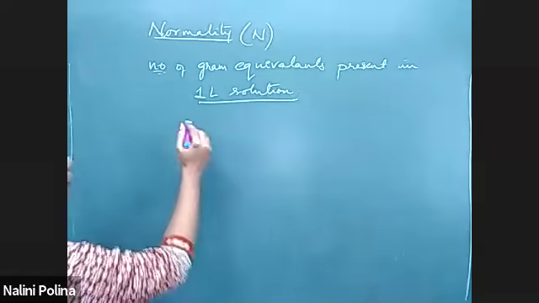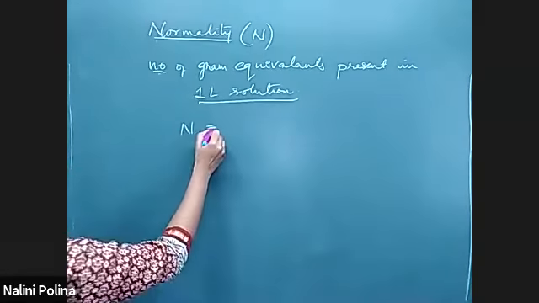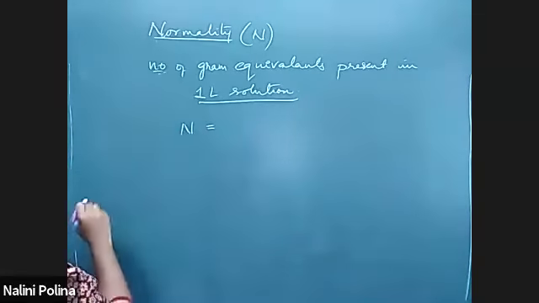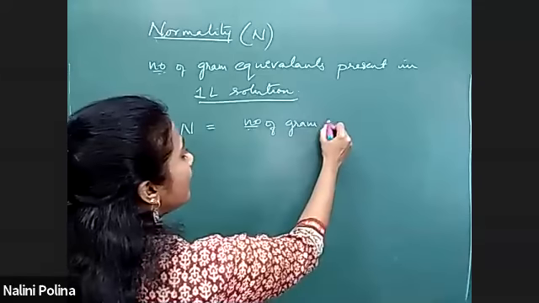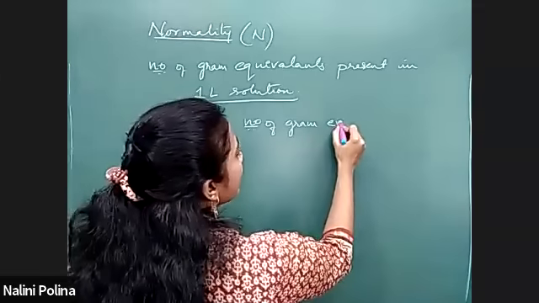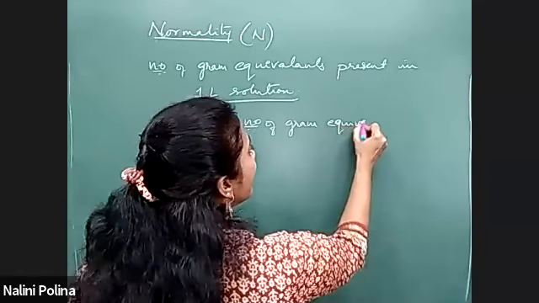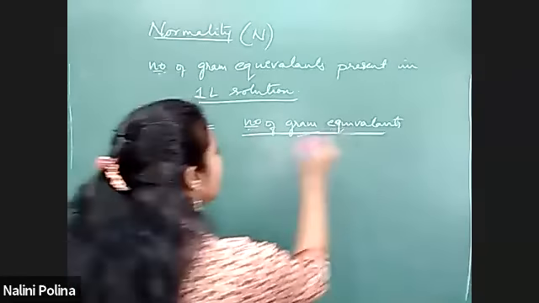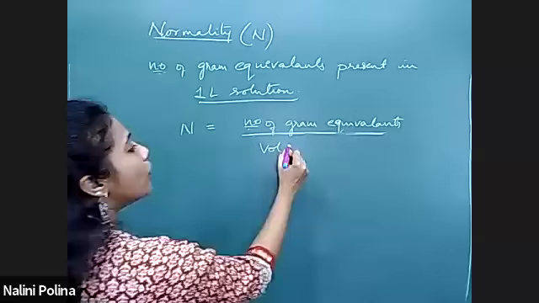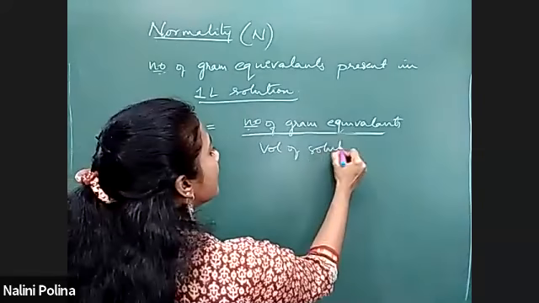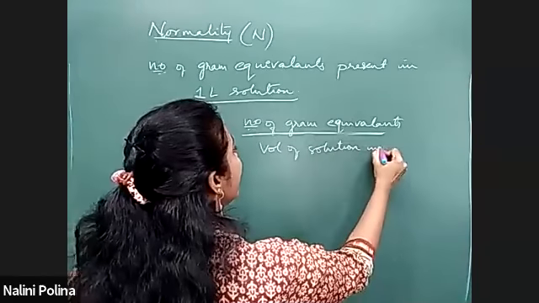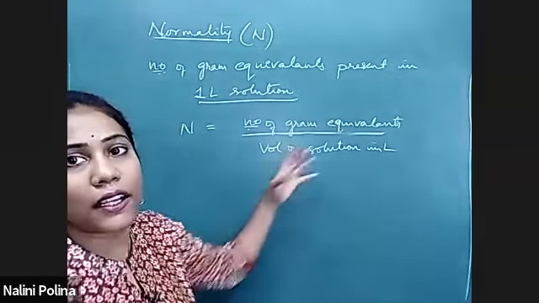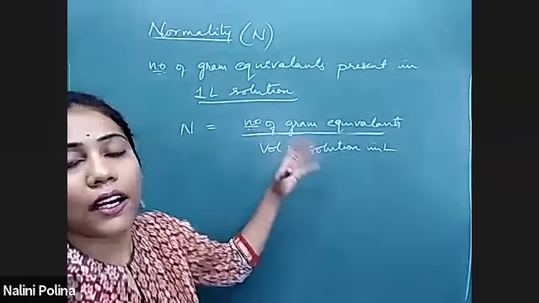So what would be the formula for normality? Normality is equal to number of gram equivalents, I'll tell you what you mean by gram equivalent, just take down, divided by volume of solution in liter. So this is a basic formula based on the definition we have written.